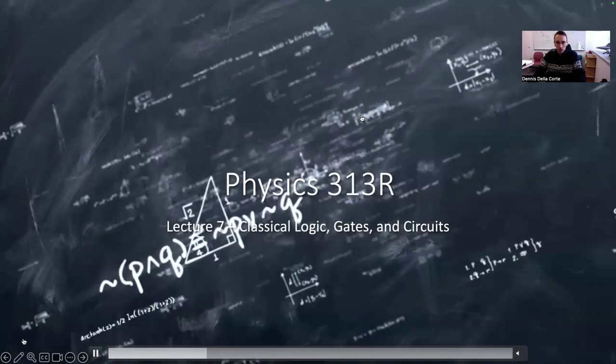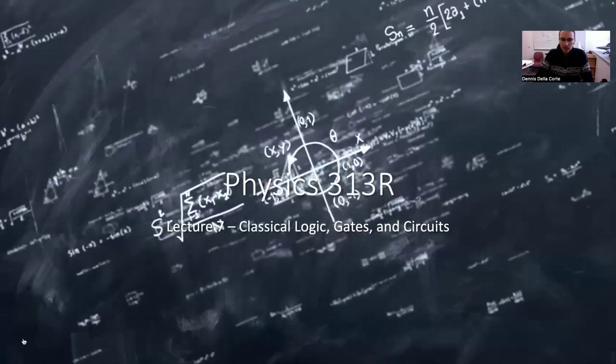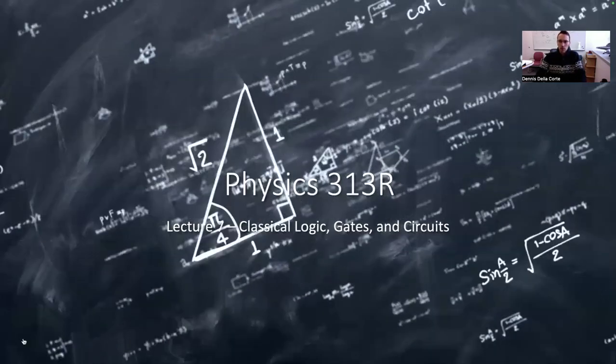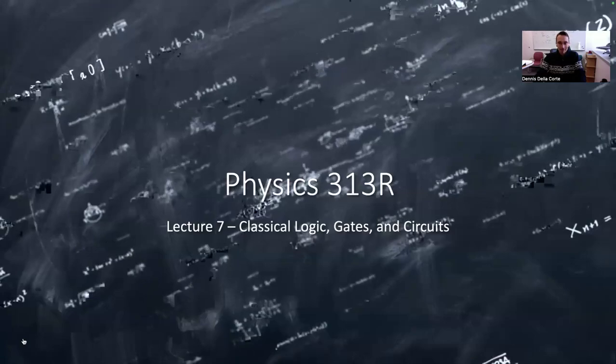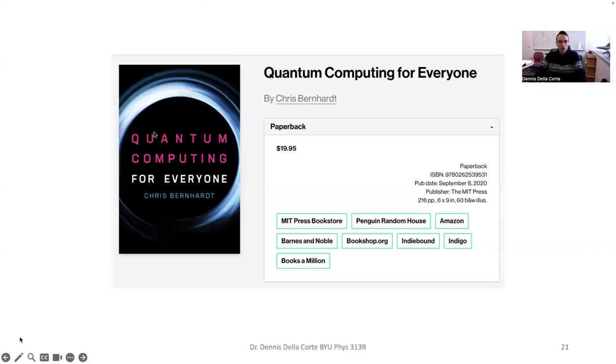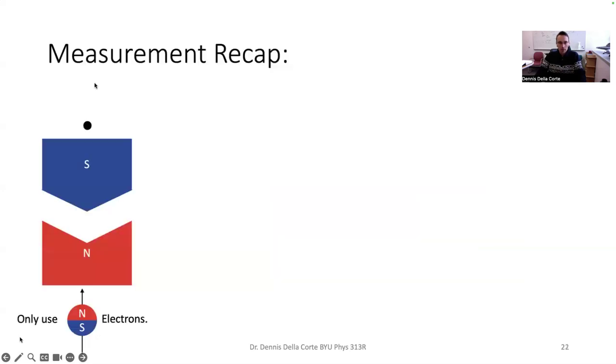Today, lecture 7, a review on classical gates, logic, and circuits in our Introduction to Quantum Computation. So, a reminder for everyone, we're basing these lectures off the book Quantum Computing for Everyone by Chris Bernhardt. Highly recommend that you read the chapters associated with the lectures in there.